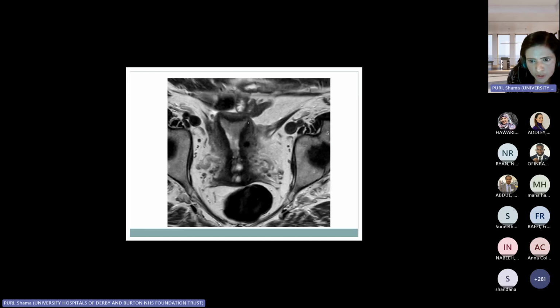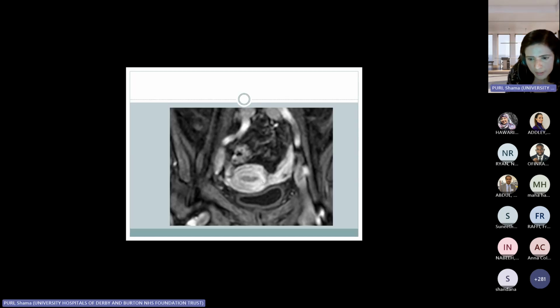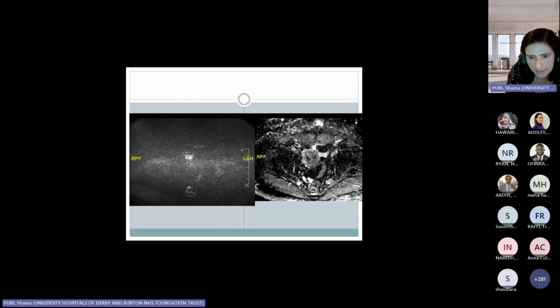That's the tumor again, same patient. You can see the junctional zone is preserved. So that means this is early endometrial cancer. And this is on giving contrast. The cancer does not enhance as brightly as the myometrium. So you see that quite clearly.